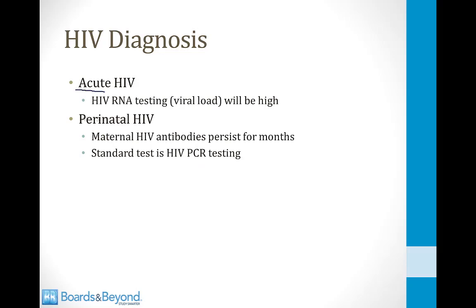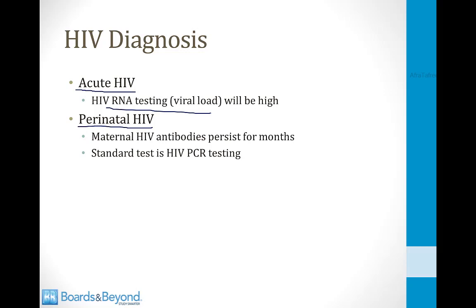If you suspect a patient has acute HIV, if they have that mononucleosis-like febrile illness, often the P24 and antibodies aren't elevated yet, so you can test for a viral load directly to see if there's evidence of infection in the patient. Second special situation is perinatal HIV.